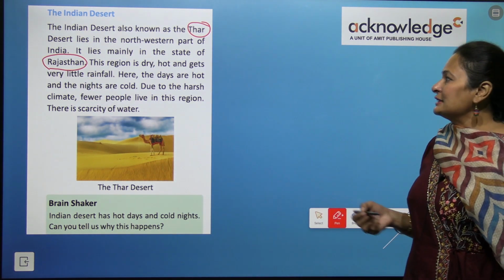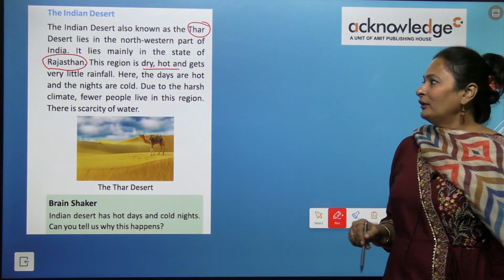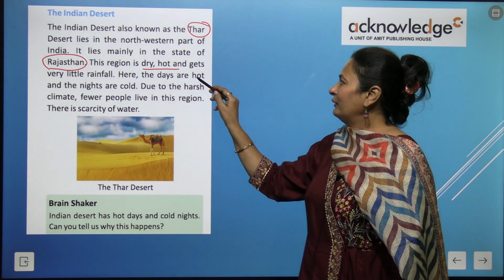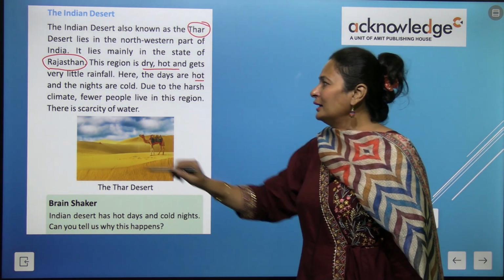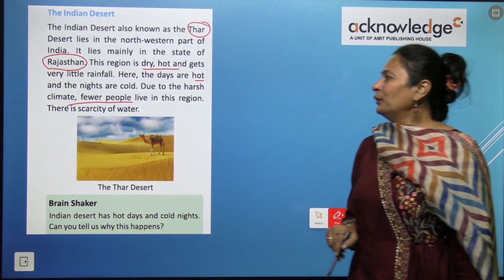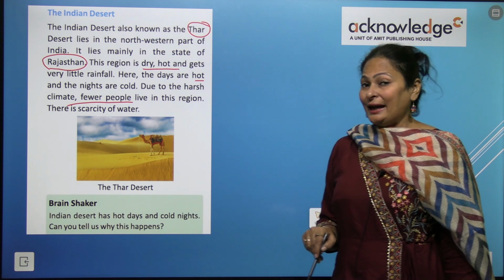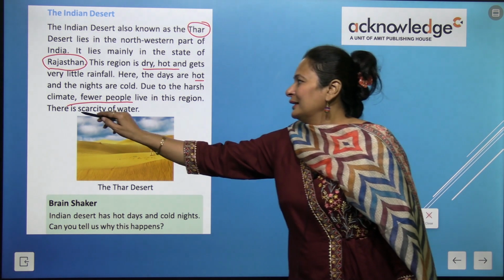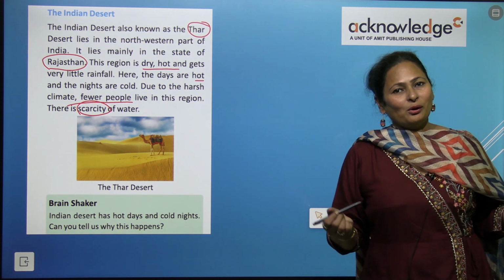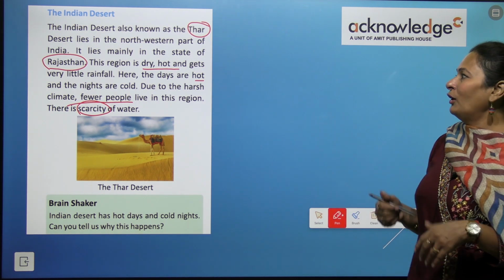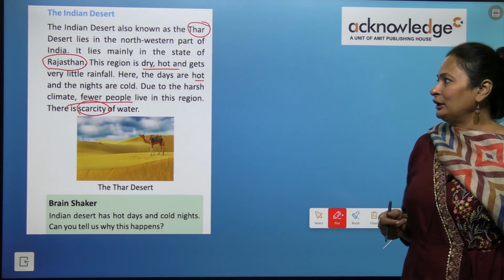The region is dry, hot and gets little rainfall. Here the days are very hot and nights are cold. Due to the harsh climate, fewer people live in this region because there is a scarcity of water. Scarcity of water because of low rainfall, and because of this vegetation level is very low.